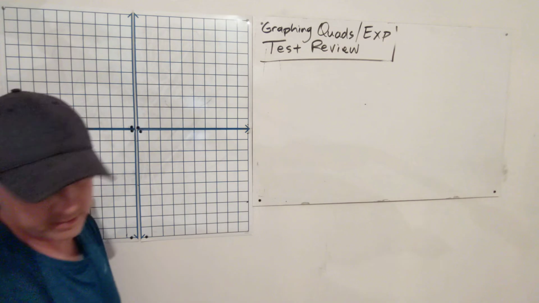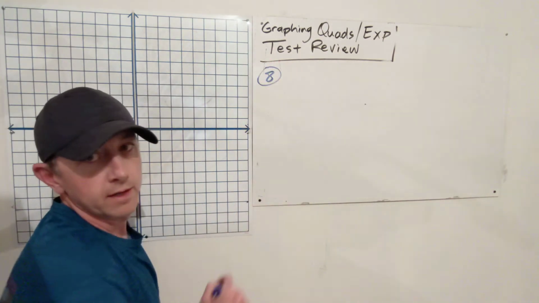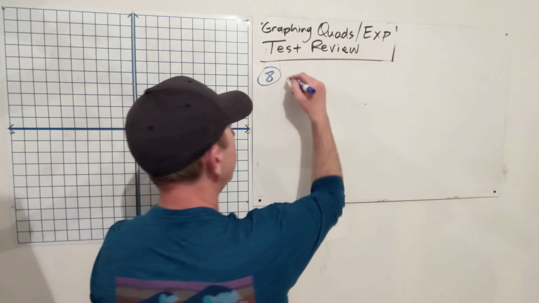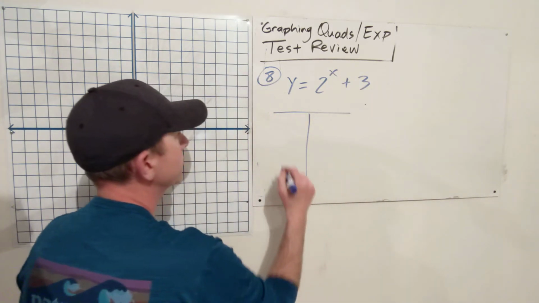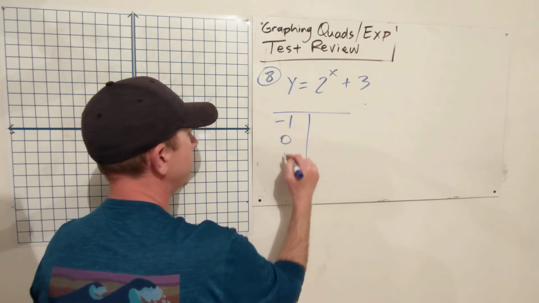All right, number 8, we get into exponentials. So for number 8, we've got y equals 2 to the x power plus 3. This one you're going to be given -1, 0, 1, and 2.